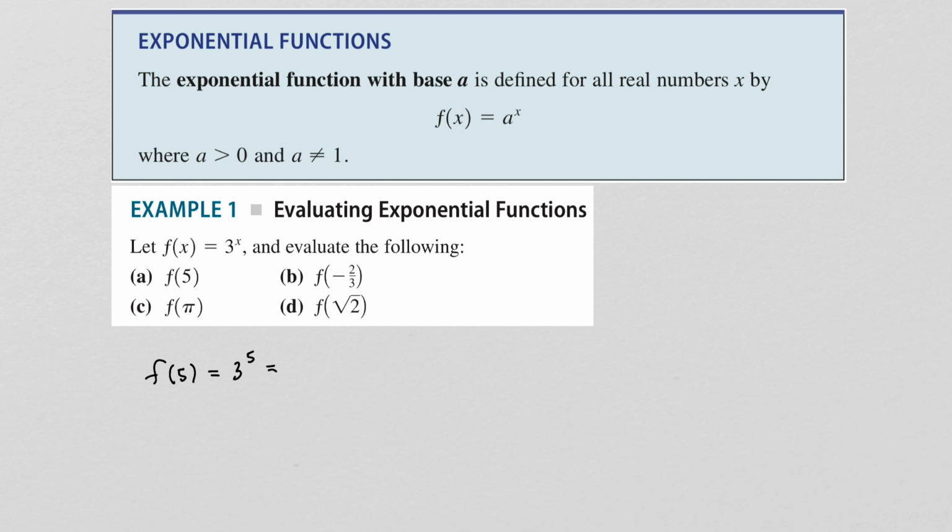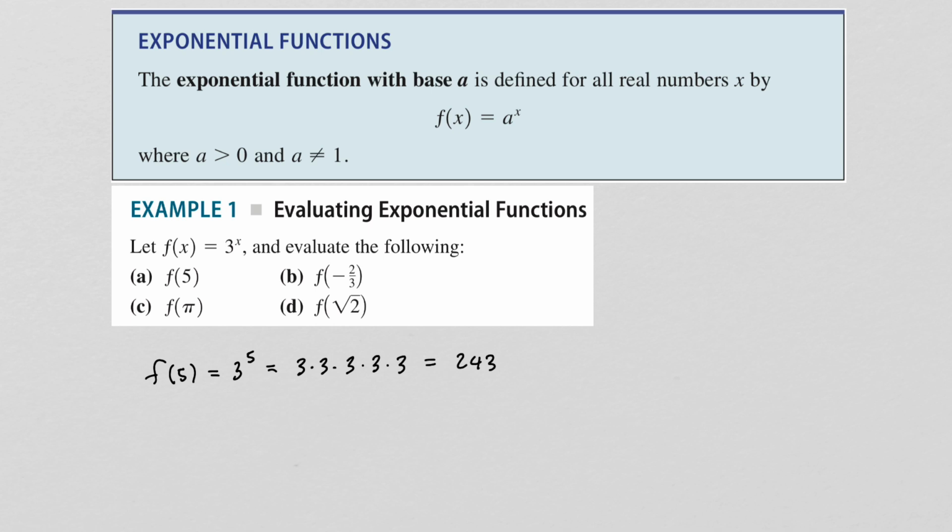And of course, this is just 3 times 3 times 3 times 3 times 3. So if we multiply all these together, 3 times 3 is 9, times 3 is 27, times 3 is 81, times 3 is 243. So depending on what you're given, there are some things that you can do without a calculator.